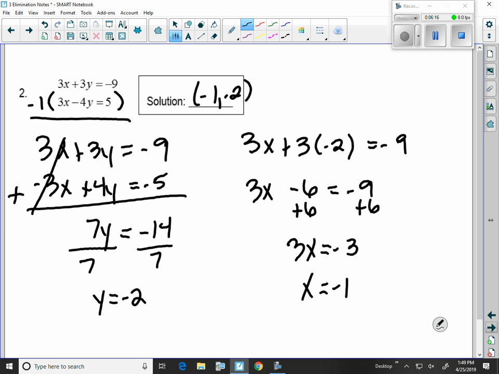Okay, you should get negative 1, negative 2 as your solution. When we talked about substitution, we talked about how you can check these. How can you check these answers? Yep. Type both equations in the decimal, see where they cross. It should be your same answer that you get for your solution.